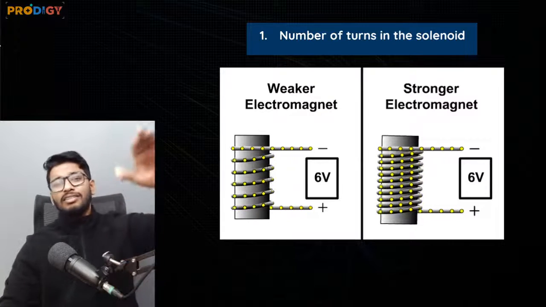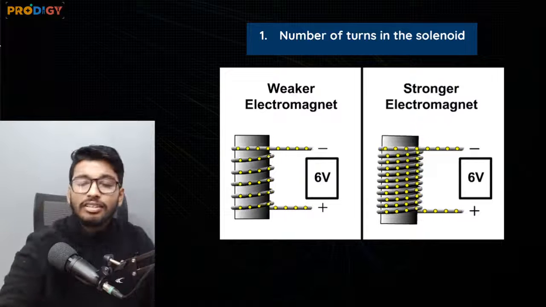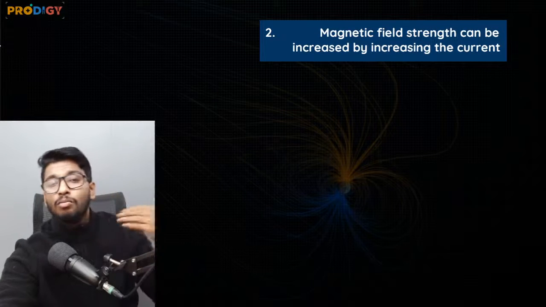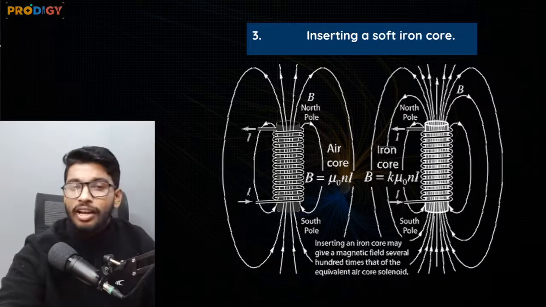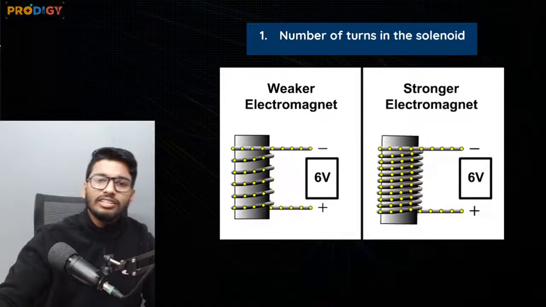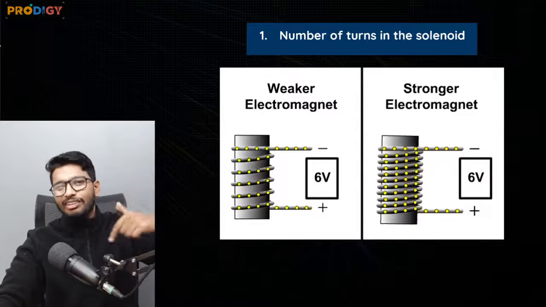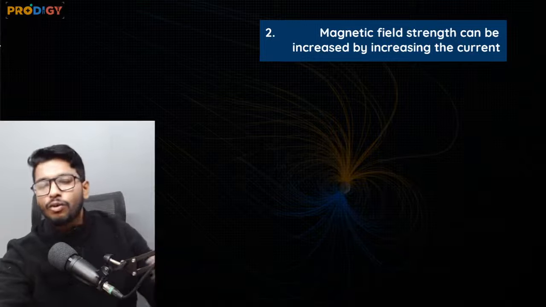One of the things is that the more number of turns that you have in a solenoid, the stronger the magnet, the stronger the magnetic field. The second is the stronger the current, the more would be the magnetic field. And by inserting a soft iron core as well, you can actually increase the magnetic field around it, like I mentioned before. So here you see this, the number of turns are less. Here you have more number of turns, so the magnetic field will also be much stronger. It will have a stronger magnetic force around it.